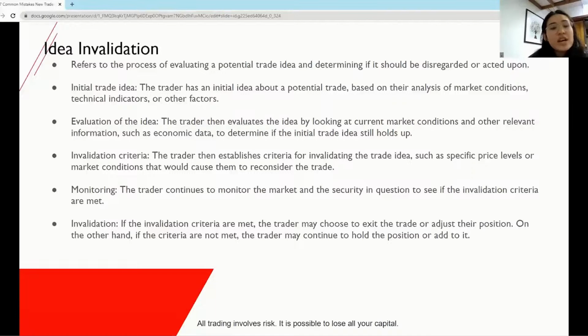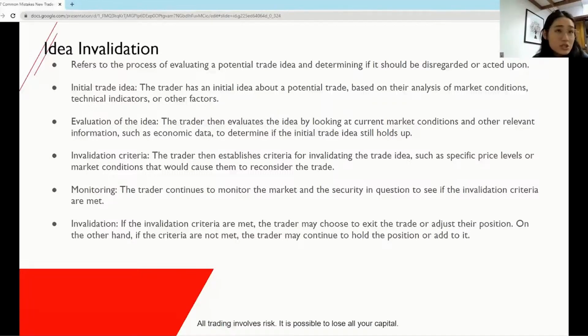So here's briefly the idea of invalidation, if you still haven't understood so far. The idea of invalidation in trading refers to the process of evaluating a potential trade idea and determining if it should be disregarded or acted upon. Essentially, it's a way of determining if a trade idea still holds up in light of new information or market conditions. Here's how the process of idea invalidation typically works in trading.